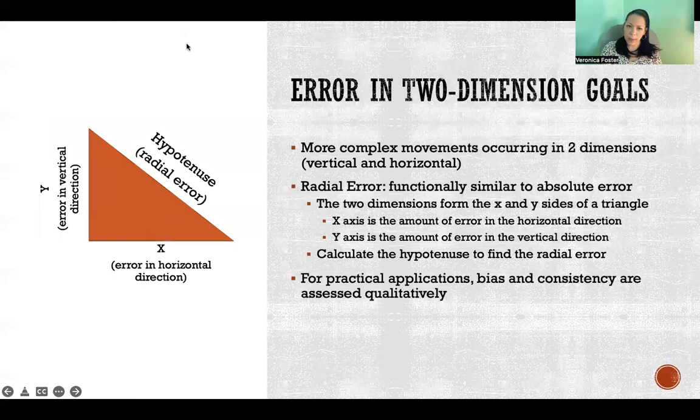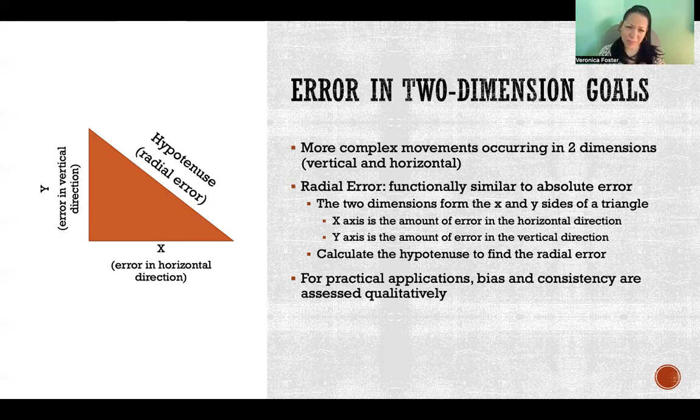Now, then we need a way to assess error in two-dimension goals. So that's where we have movements that are more complex. So we have a vertical and a horizontal component to that movement. So it's not just one factor. There are two dimensions. There are two factors to consider. So it gets a little bit more complex here.